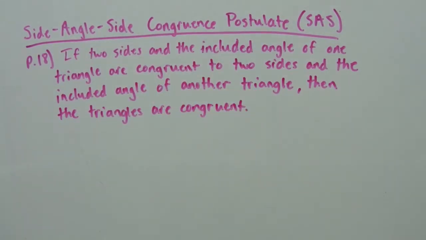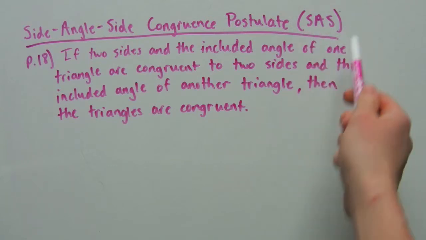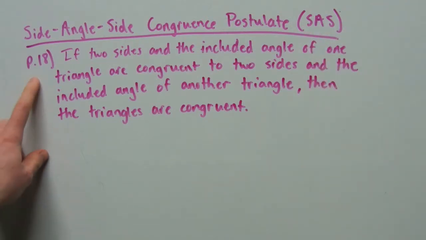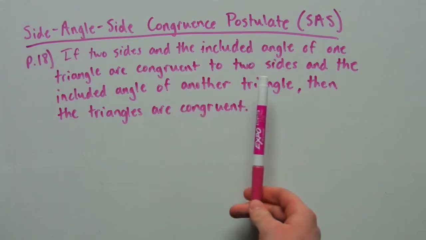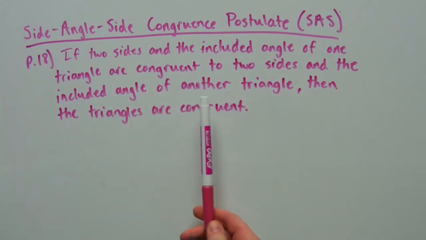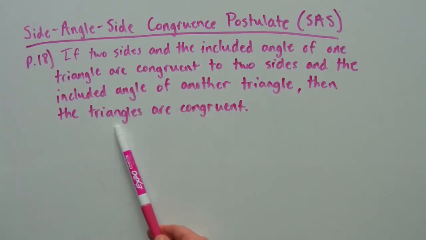The side-angle-side congruence postulate, SAS for short, is the 18th postulate, and it says that if two sides and the included angle of one triangle are congruent to two sides and the included angle of another triangle, then the triangles are congruent. Let's illustrate that.